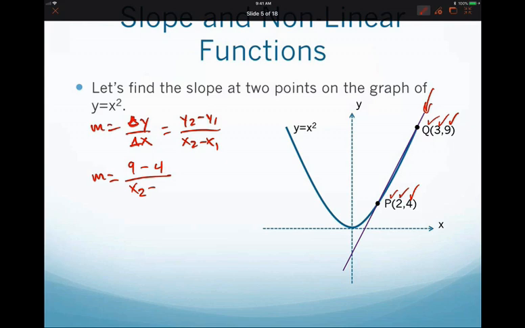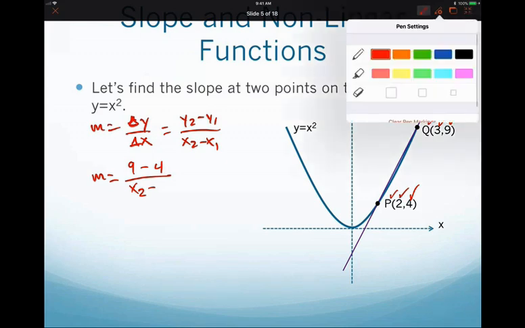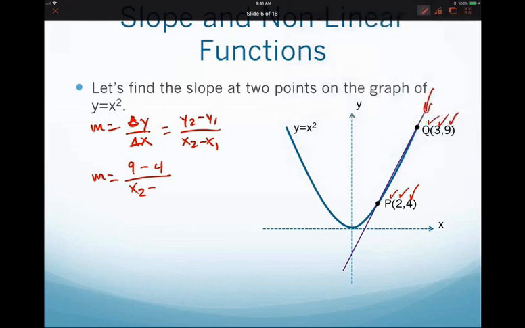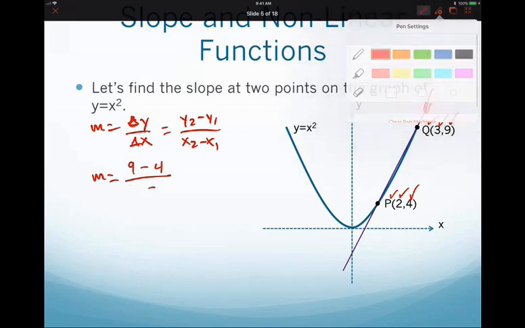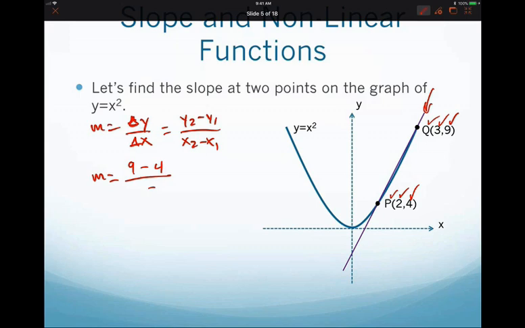Oops, let's get the eraser here. I should have put, there we go. Let's fix that. This is 3, and x1 is 2. So we put 2 in there. So 9 minus 4 is 5. 3 minus 2 is 1. The slope here is equal to 1. All right, so that's what we did in our last lesson, and this basically tells us the slope of the line through these 2 points.